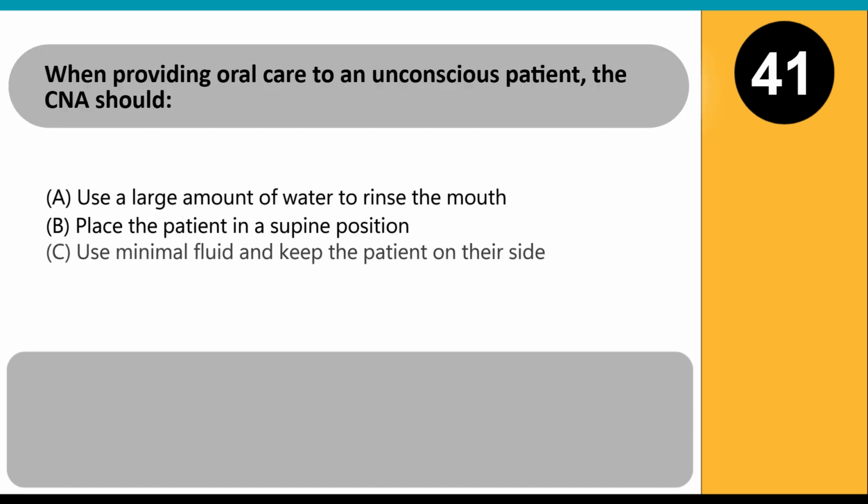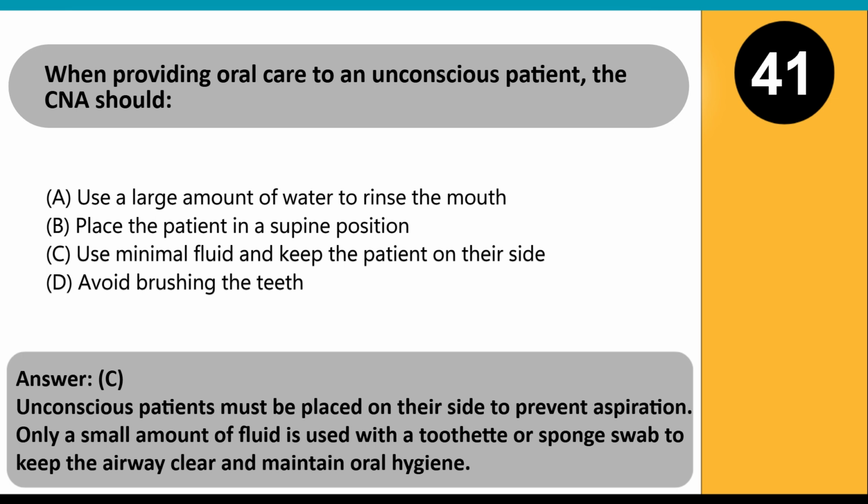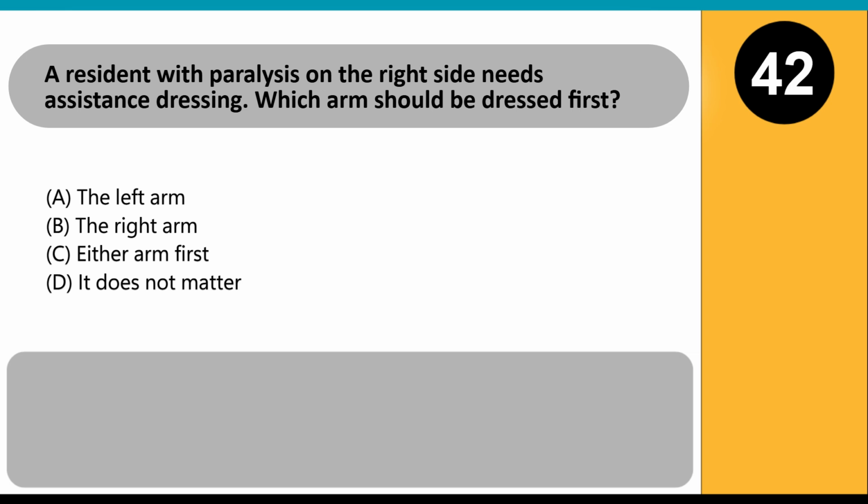When providing oral care to an unconscious patient, the CNA should: A. Use a large amount of water to rinse the mouth. B. Place the patient in a supine position. C. Use minimal fluid and keep the patient on their side. D. Avoid brushing the teeth. Answer C. Unconscious patients must be placed on their side to prevent aspiration. Only a small amount of fluid is used with a toothette or sponge swab to keep the airway clear and maintain oral hygiene.